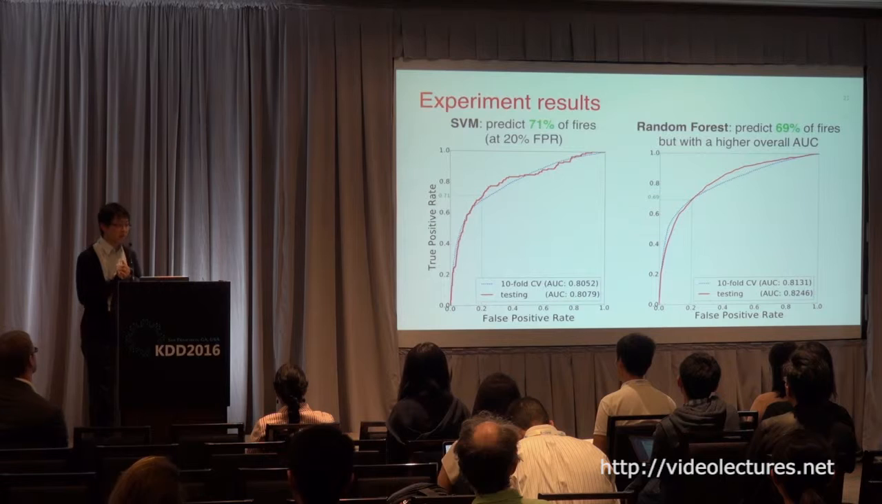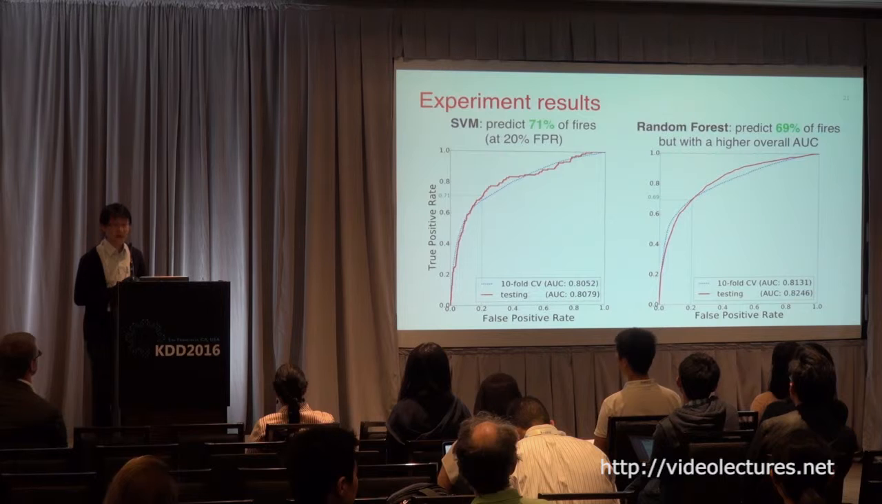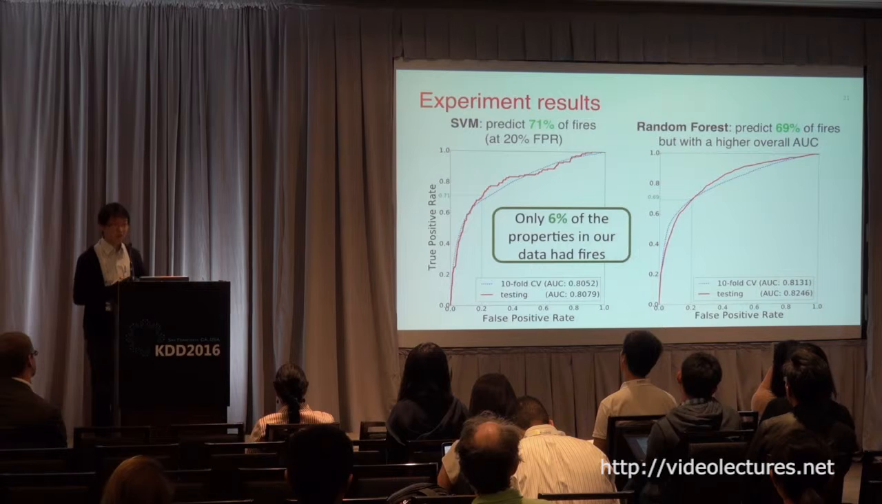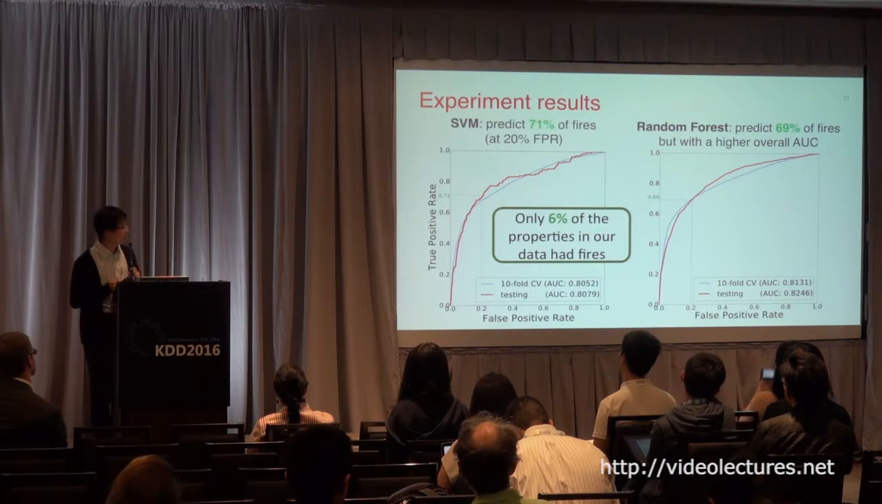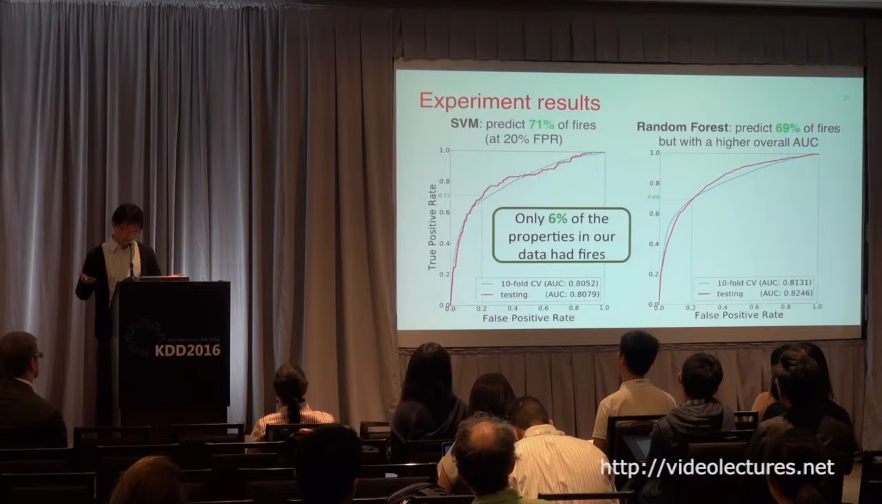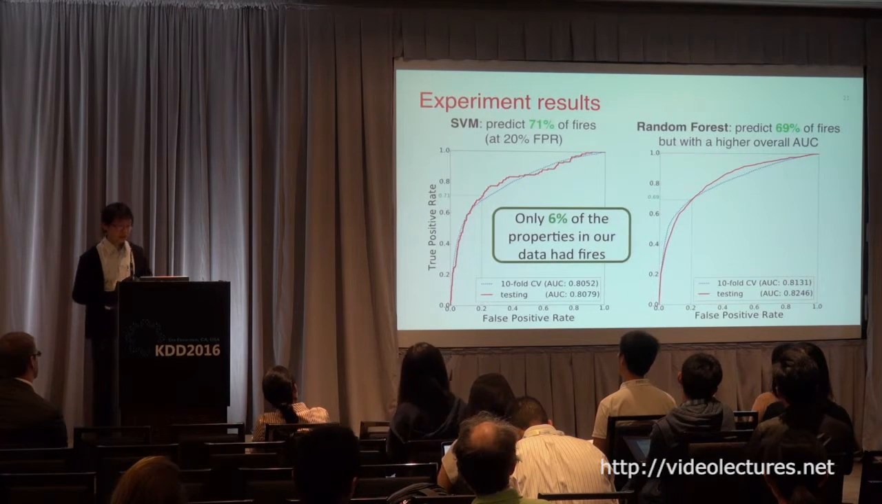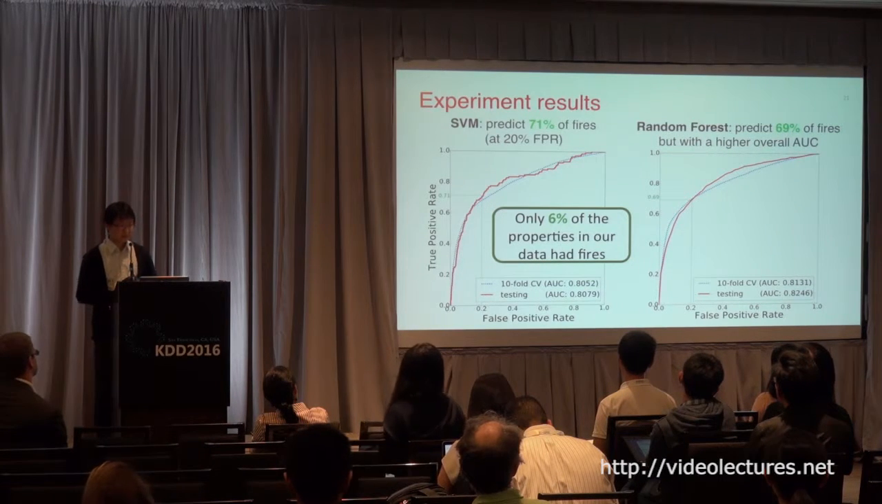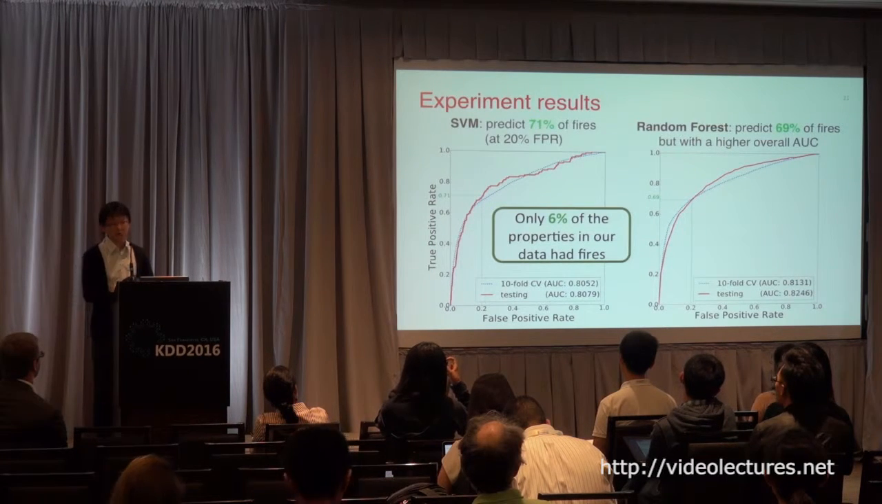So here are our experiment results. As you can see, SVM can predict 71% of fires at a 20% false positive rate. Considering that only 6% of the properties in our data had fires, our result is much more predictive than random guessing, right? And random forest has a slightly lower true positive rate of 69% at the same false positive rate, but it achieves a higher overall AUC.